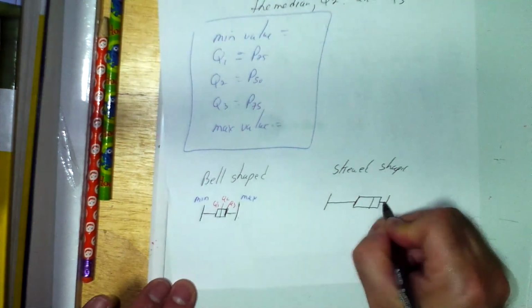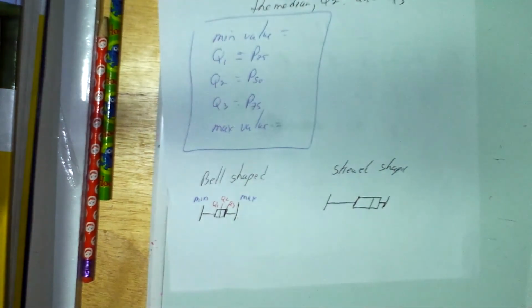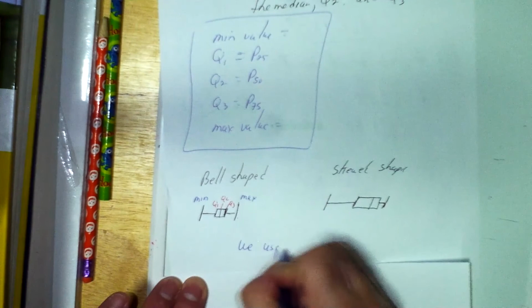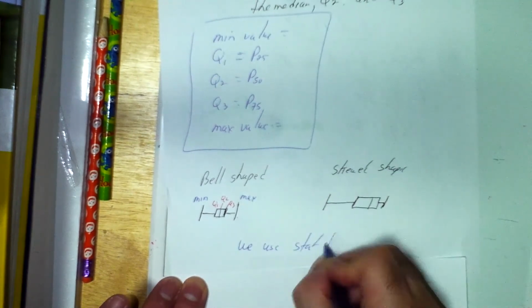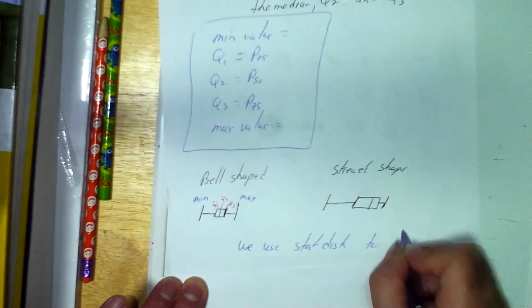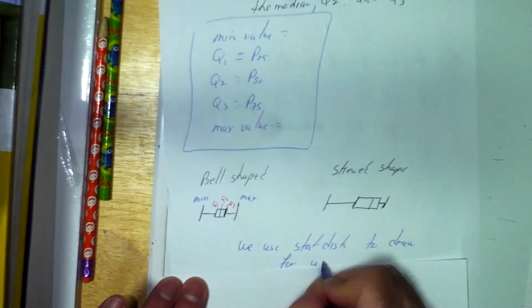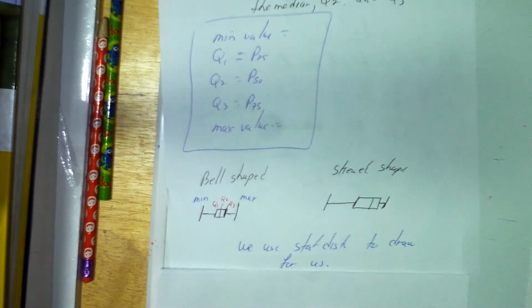So you're going to draw these. Well, actually, you're not going to draw them. StatDisk is going to draw them for you. So we're going to use StatDisk to draw for us. Okay, so here's what you need to do. Here are the steps.